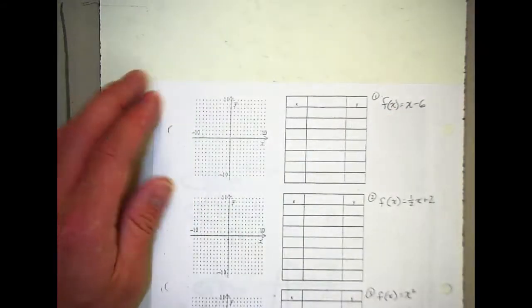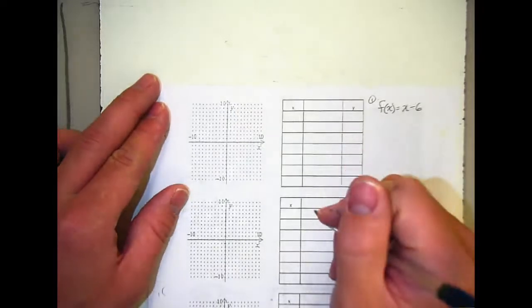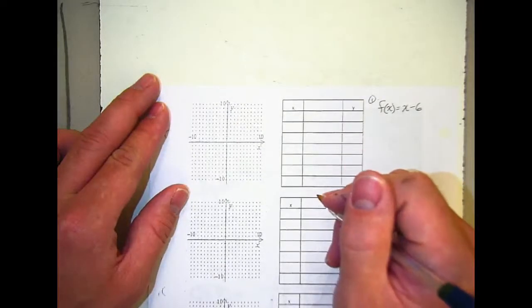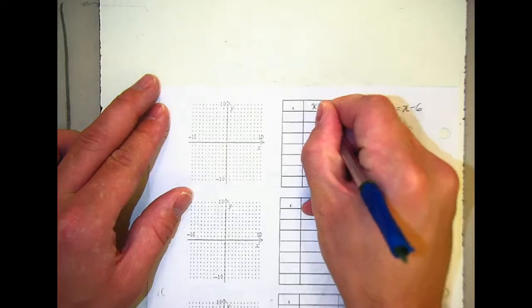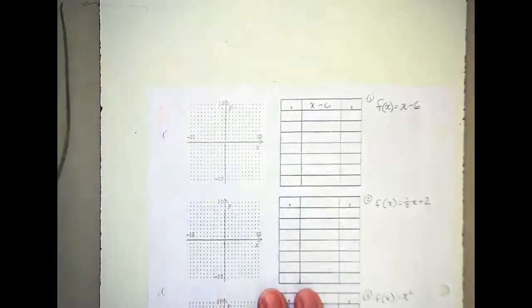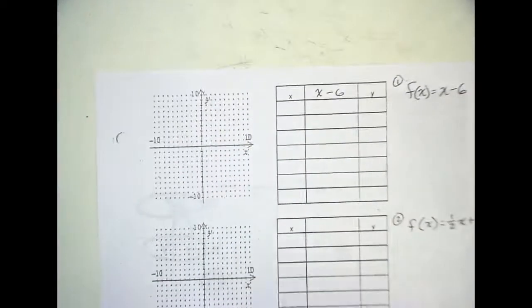Okay. What is our rule? Someone that hasn't volunteered today? Yes, Marie. Yeah, it's x minus 6. Okay, so when I'm filling in my table now, you don't need to put the f of x. You just put the other piece there. You put that x minus 6.